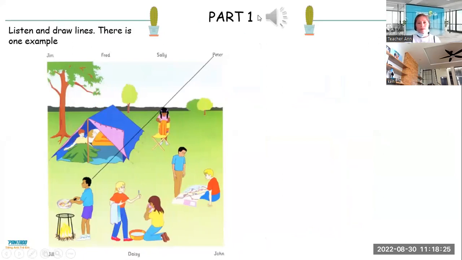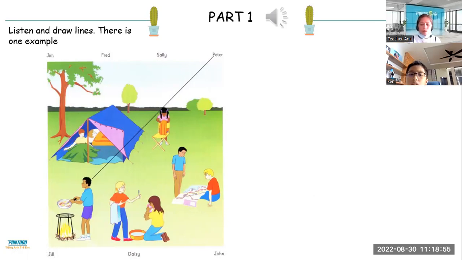Part 1. Look at part 1. Look at the picture. Listen. Listen again, look. There is one example. Can you see him? Wait a minute. Part 1. Please part 1. Draw a line. Look at the picture. Listen and look. There is one example.